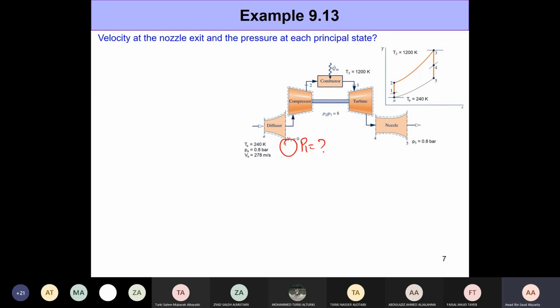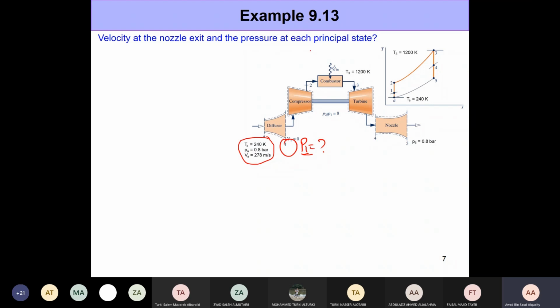Let me repeat the question. We have some information given for the entry point of the diffuser. The temperature, pressure, and the velocity are given. I need to determine the pressure at state 1, P1. How do we determine that? What do you think would be the processes? How do we go about solving for that?